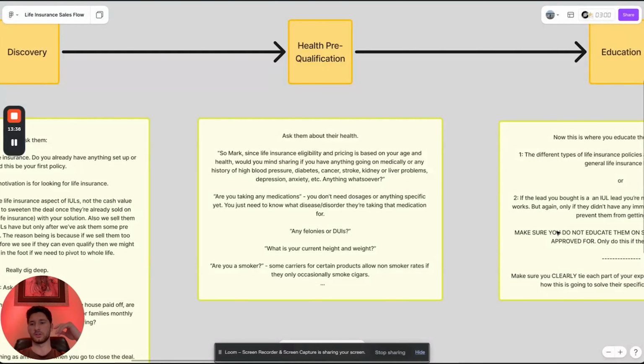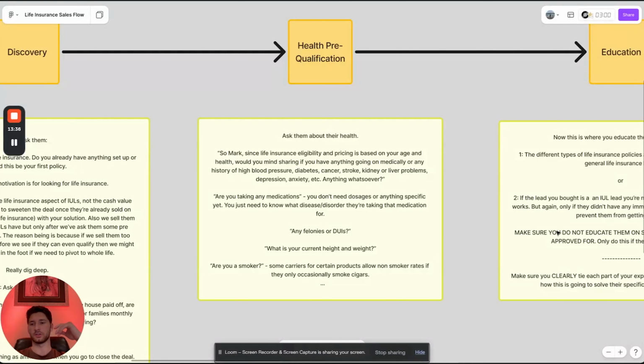So next, once you have figured out what is going on with their health, and you've figured out, okay, they can probably get an IUL based on these questions, you're going to go on to the education. This is where you really educate your client on whatever product type you are going to be selling them. If you bought general life insurance leads, or a final expense lead, you want to educate them on exactly how term works and how whole life works, only what they can qualify for.